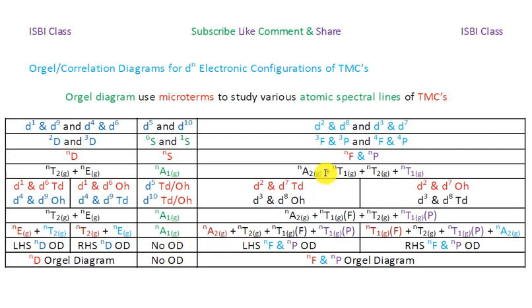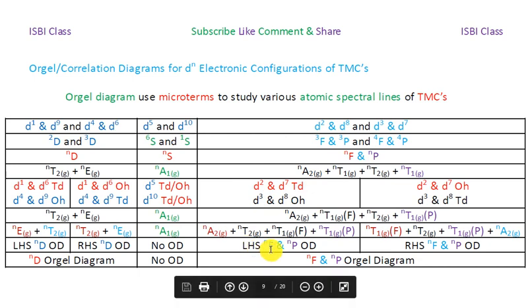For d2 and d7 tetrahedral, d3 and d8 octahedral form the left hand side of the nF and nP Orgel diagram. For d2 and d7 octahedral, d3 and d8 tetrahedral form the right hand side of the nF and nP Orgel diagram.